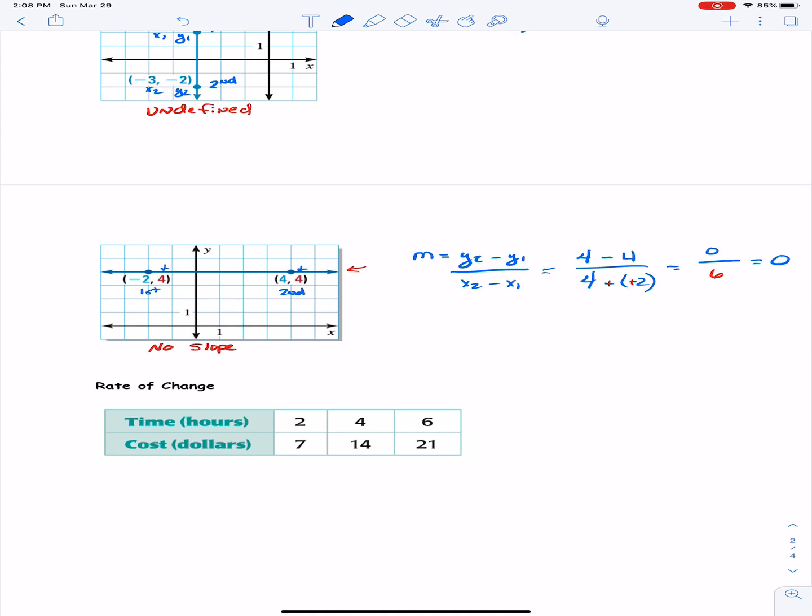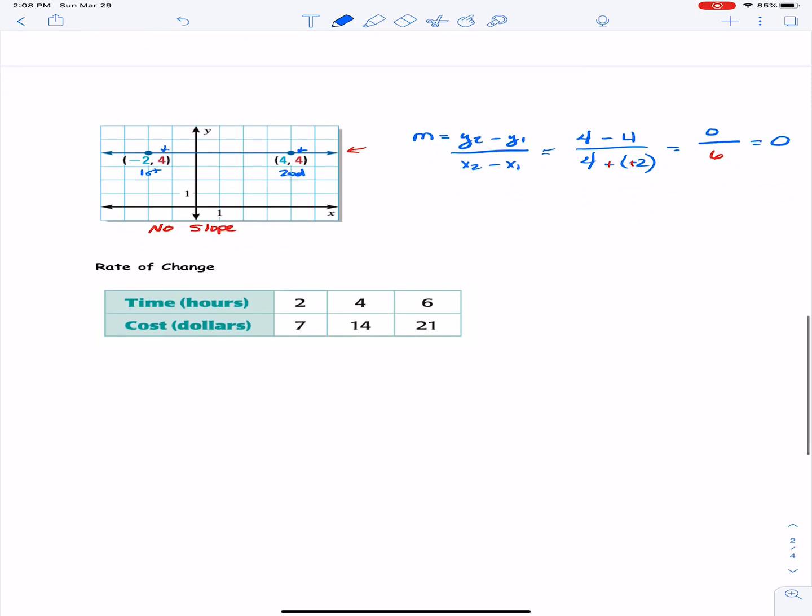Okay? So what I want to do is look at a table and find the rate of change for this. You're going to use exactly the same thing that we just learned. We're going to use the formula for slope, which is y sub 2 minus y sub 1 over x sub 2 minus x sub 1. This is going to be my first point. This is going to be my second point. You can even use this being your first point and this being your second point. It doesn't matter. But I'm going to use the very first two.